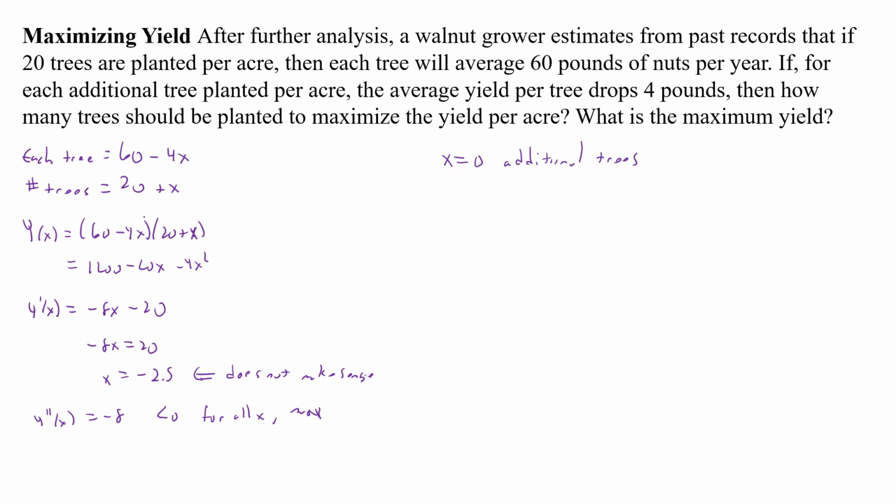And because of that, what do we have? Well, we have 0 additional trees, so we're just going to have 0 here, 0 here, 60 times 20. So y of 0 equals 1,200 pounds of nuts when 0 additional trees are planted. Okay, so sometimes you're going to get some weird numbers, and when that does, you just have to go to that 0, and that's what you use for that one.